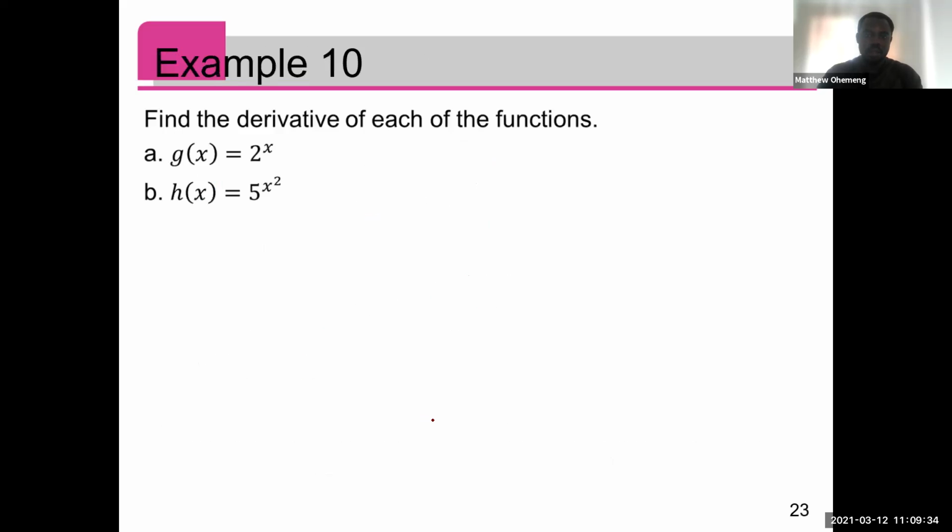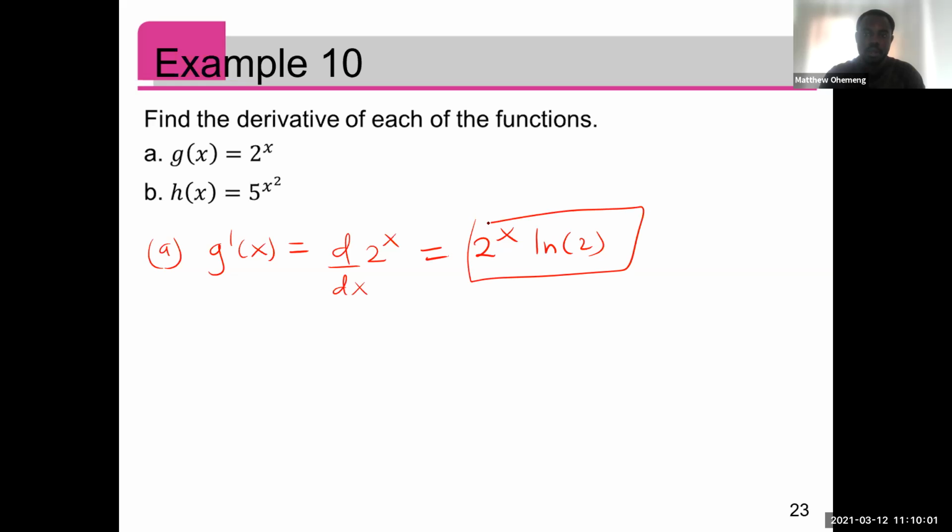Okay. Now, with this, let's go to example 10. So let's try this. I think this one is already given, right? So if you have g of x equal to 2 to the x, then for a, g prime of x, you attach d over dx to 2 to the x. And then you ask yourself, do I have a standard derivative for 2 to the x? Well, now we do, right? So the standard derivative is just 2 to the x ln of 2, and that's all. Done.